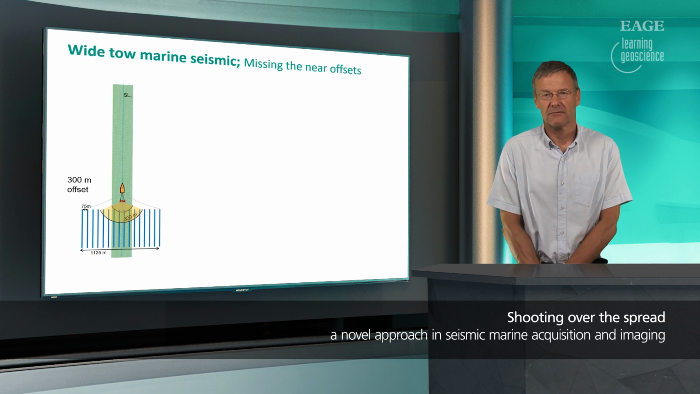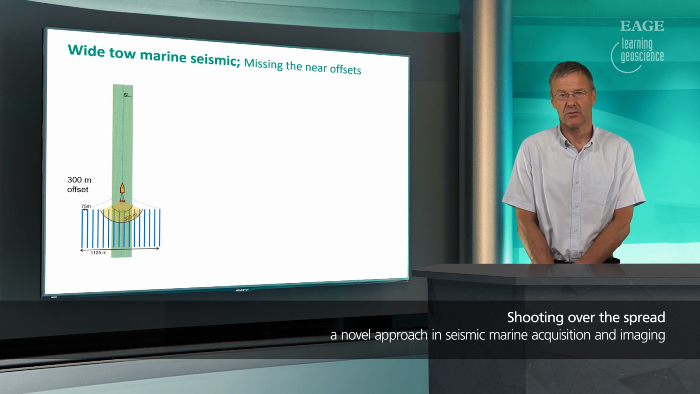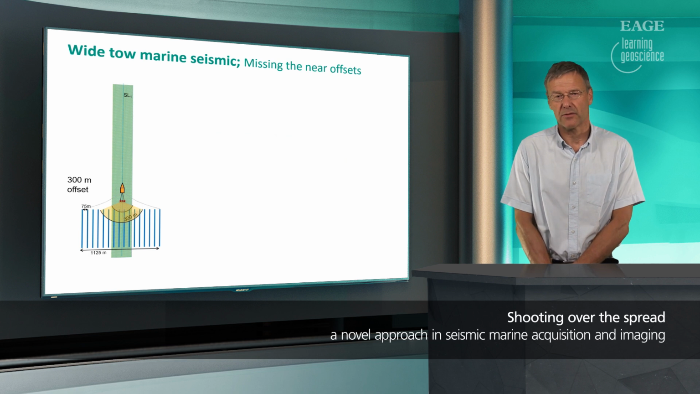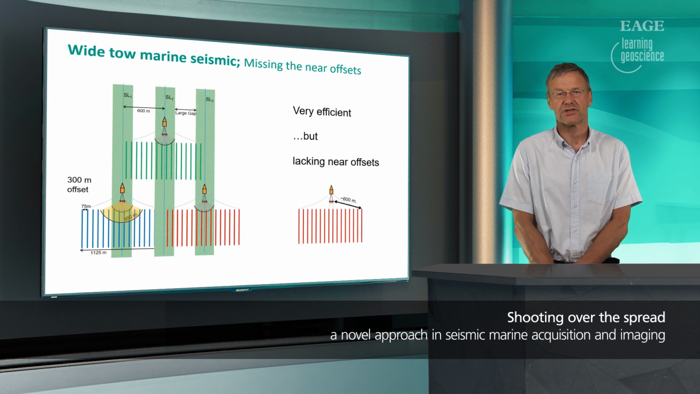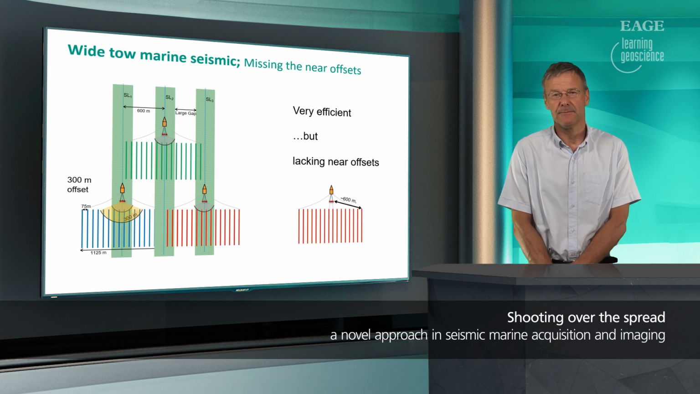But one drawback with this way of acquiring data is shown here. Here is a typical modern wide tow marine seismic, and it's more than 1 kilometer wide, as you can see from those arrows. And this is a 300 meter offset class coverage from that sail line. We add another sail line and another sail line, and they also have their own coverages, but there is a huge gap in between. It's several hundred meters wide.